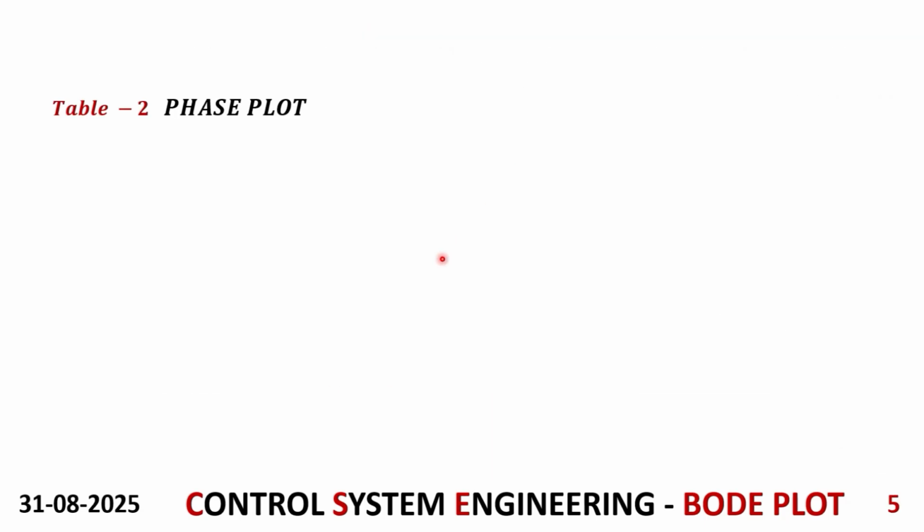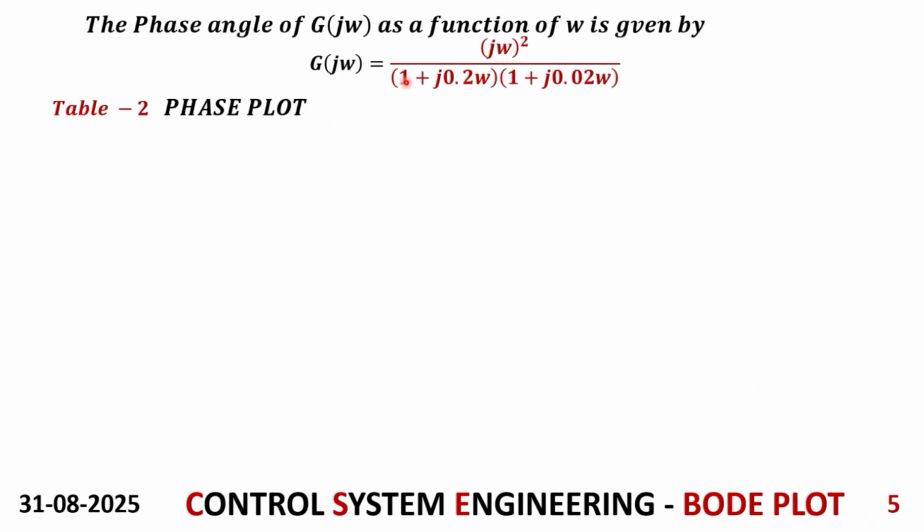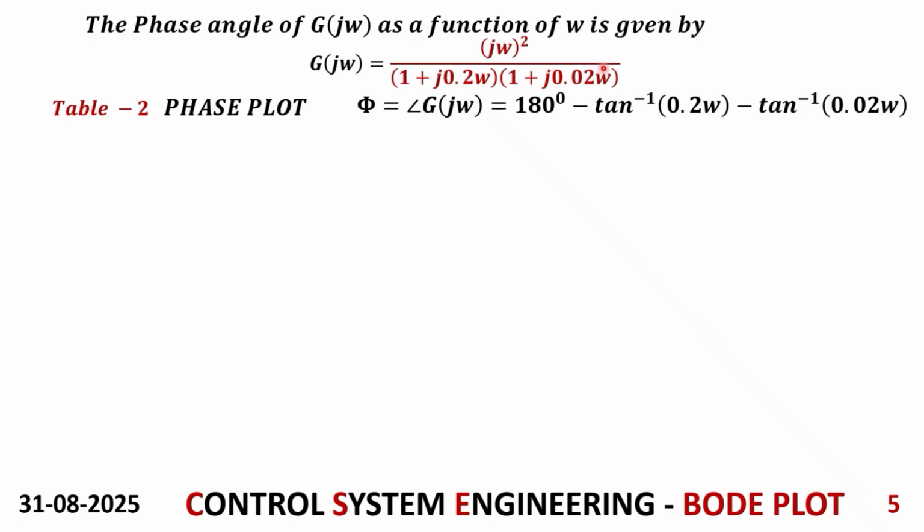Next we will see how to construct your phase plot. So before constructing the phase plot, we need to write the phase equation. So write the transfer function as it is after substituting s is equal to j omega. So the first term is j omega the whole square, so it is written as 180 degree. The second term is 1 plus j 0.2 omega, so it has both real and imaginary terms here, which is nothing but tan inverse of imaginary part divided by real part. So it is 0.2 omega, and the third term is 1 plus j 0.02 into omega. So it is tan inverse of 0.02 into omega.